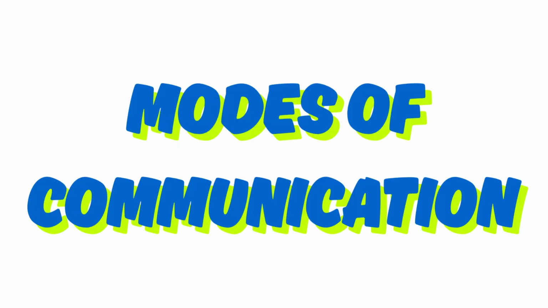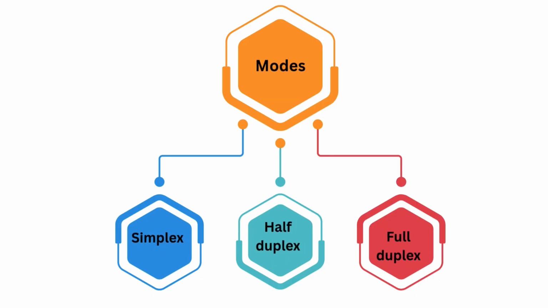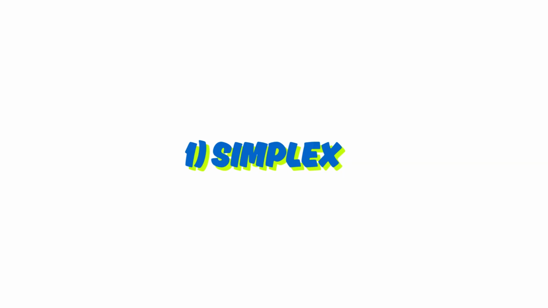After understanding the concept of mode of communication, now we are moving on to discuss the different modes of communication. The modes of communication can be divided into three different categories: simplex, half duplex, and full duplex. The first one is called simplex.